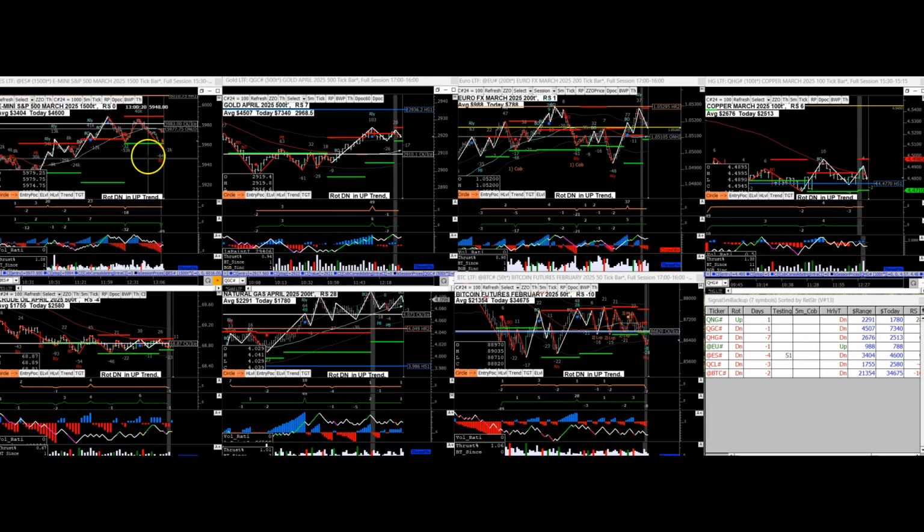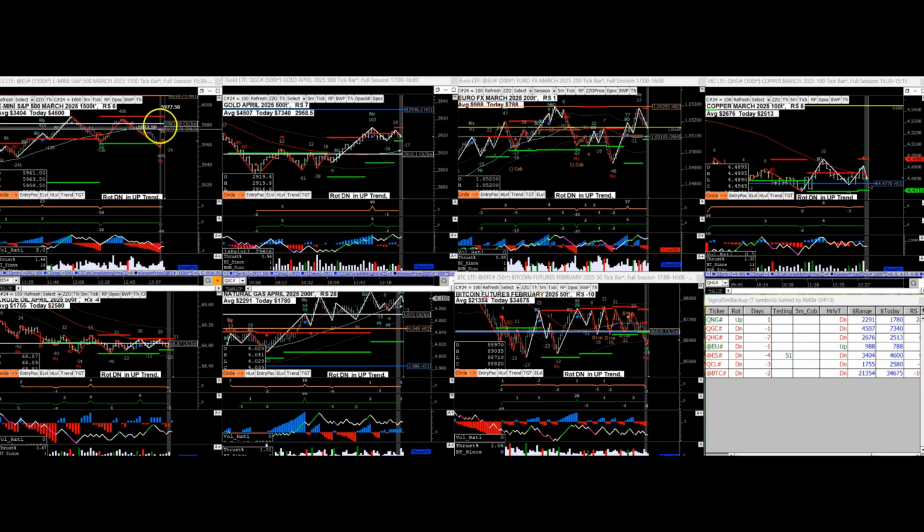So on the pullback, and you'll see it's going to be a pullback, you'll see get a decent pullback and reversal, and that should initiate the down move to continue to the downside and take this low.